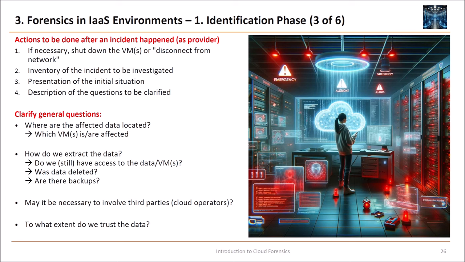Then we had an incident. What are the actions that we have to perform after an incident as a provider who uses cloud computing? If necessary, shut down the virtual machines that are affected or disconnect them from the network to prohibit further harm. Then make an inventory of the incident to be investigated. Check what you need to do. Then present the initial situation, for instance, to your colleagues so that you all work in the same direction. And then create a description of the questions that should be clarified during your analysis of the incident.